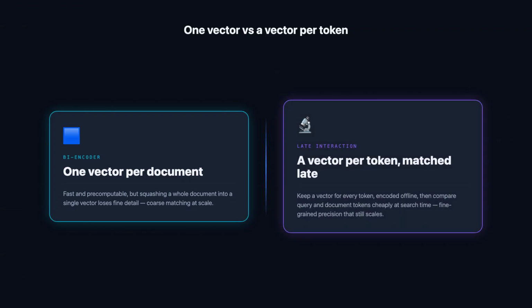Here the document becomes many vectors, one per token, computed offline just like before. The query is encoded into its own per token vectors too. Matching then happens late and cheaply at search time, comparing tokens directly, so it captures much of the precision a cross-encoder gets from reading both texts together.